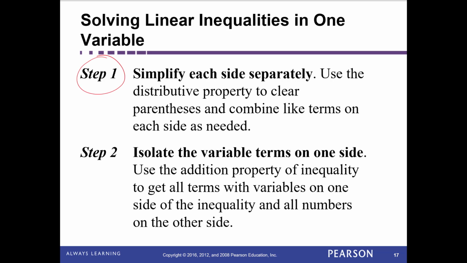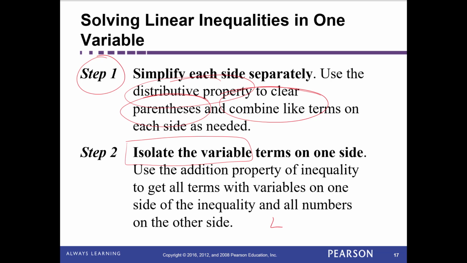Here are steps to solving an inequality. Step number 1, simplify each side separately. Very similar to what we did with equations. You're going to do distributive property. You're going to do what your dear Aunt Sally said and go in order of operation. You're going to combine like terms. So you're going to simplify each side. Second thing you're going to do is isolate the variable. You've got to get it by itself.